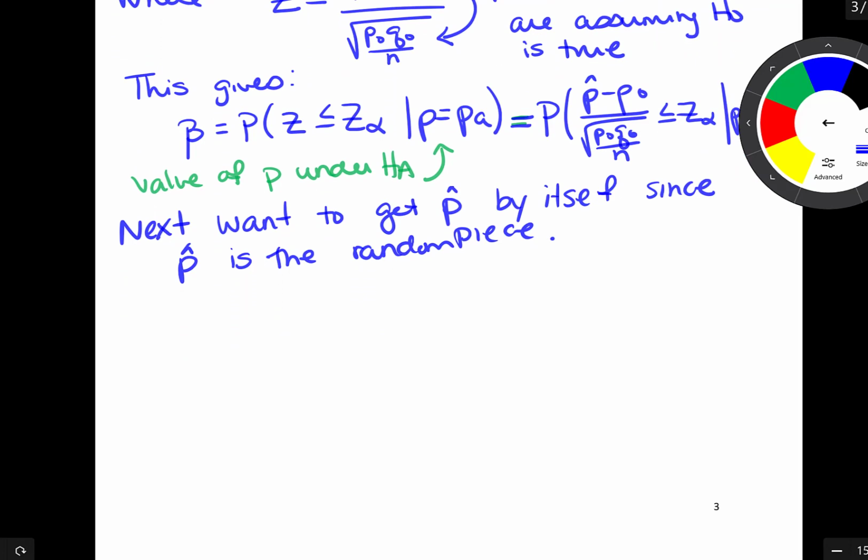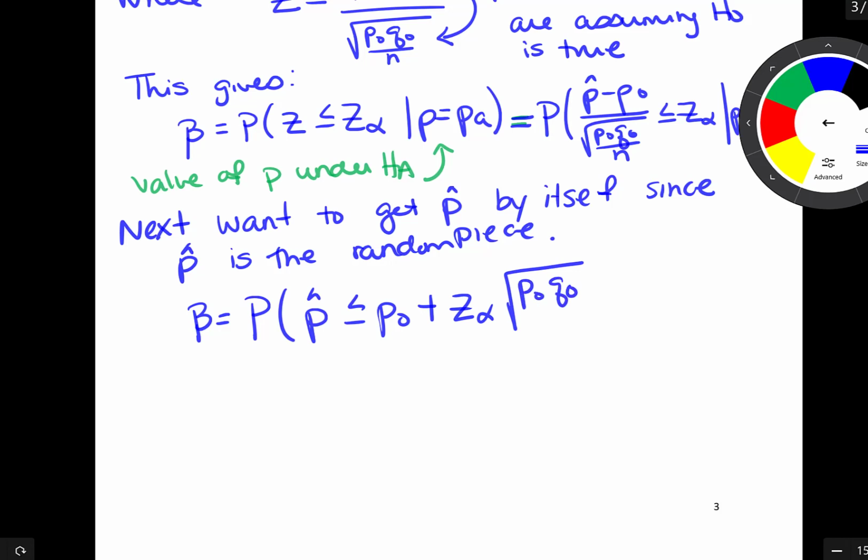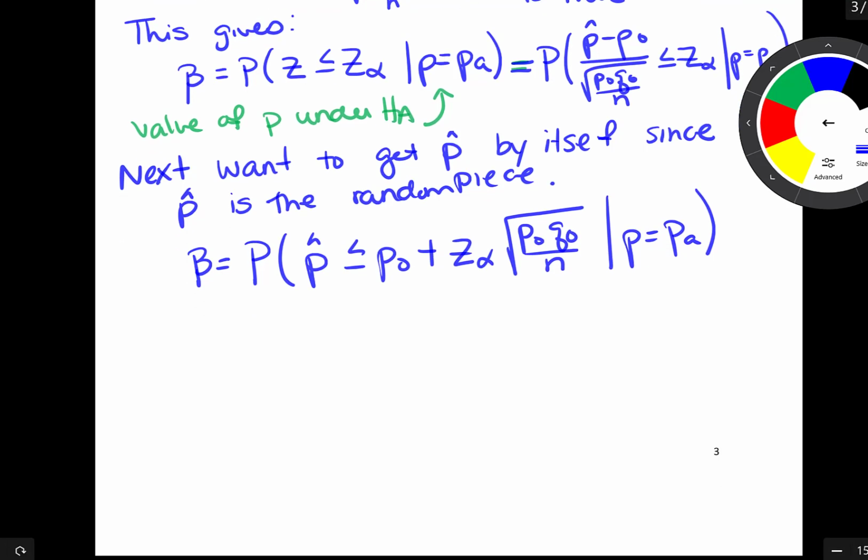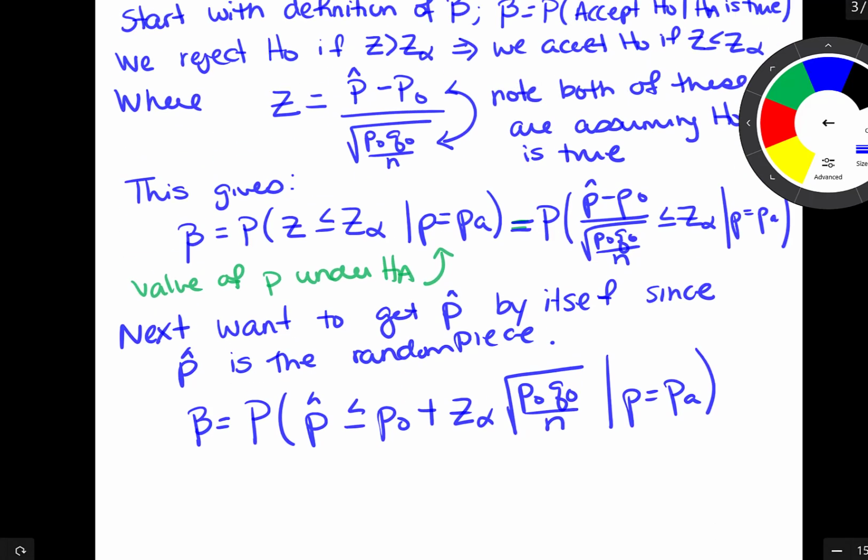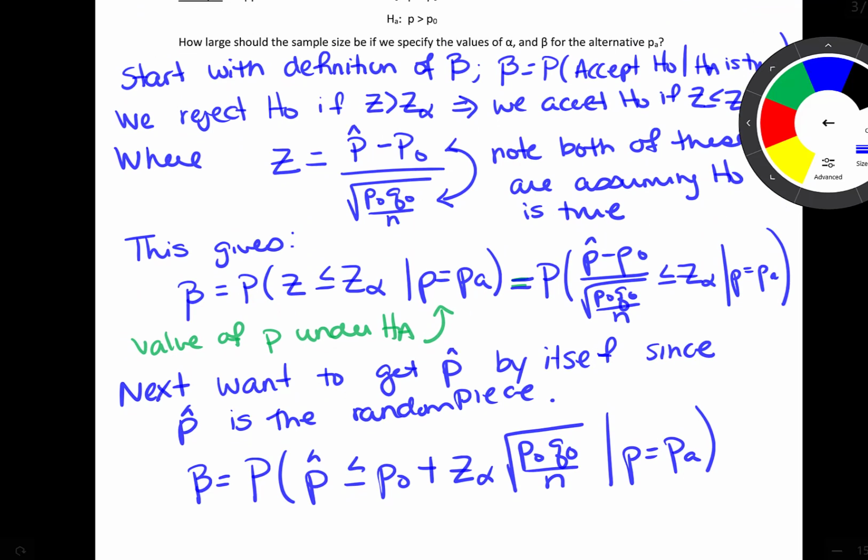Right? So when we do this, we have that beta is equal to the probability that P hat is less than or equal to P naught plus Z alpha times the square root of P naught Q naught divided by N, again given that P is equal to PA. Okay, so next we're going to re-standardize. Here we started out using that piece, again assuming that the null was true, which occurs not in the conditional piece of the probability, but in this piece.